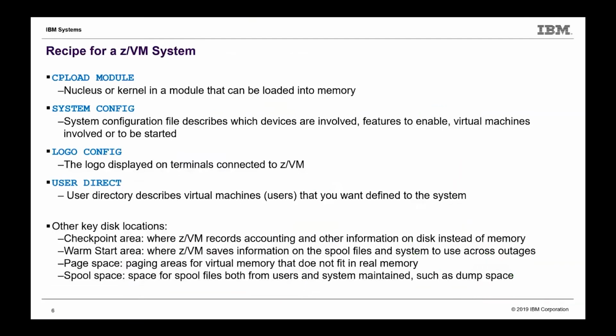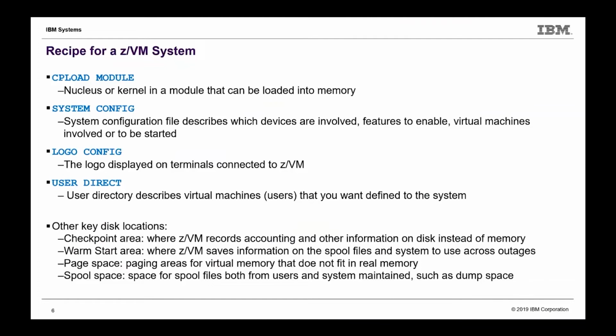Now I want to focus on if I was just bringing up a non-SSI system, even though a lot of this will apply to SSI as well. And so what we see here is a recipe. What do we have to have for a z/VM system? Part of that is what we often refer to as a CP load module. That is an executable, which typically is called CP load module. Later we'll talk about how you can name that other things, but think of it as the nucleus, or for those from a Linux background, the kernel. And that's what's going to be loaded into memory.